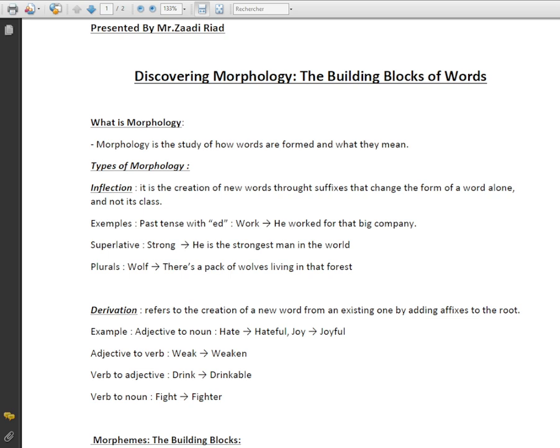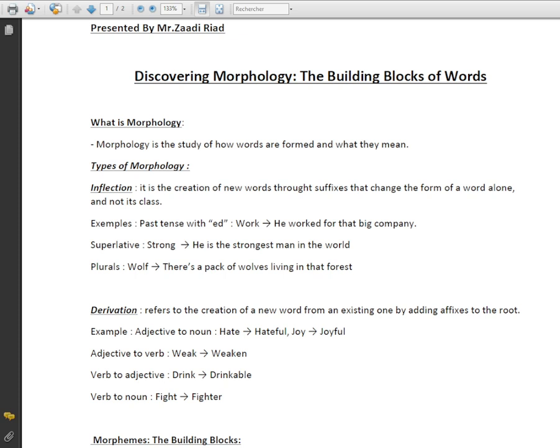For example, we've got the case of the past tense with the -ed. For example, work: he worked for that big company. The use of the past tense that ends with -ed relates to inflection. Also, we've got another case with the superlative. For example, the adjective strong: he is the strongest man in the world. We've got the use of the -est suffix at the end, which shows which category it is from.